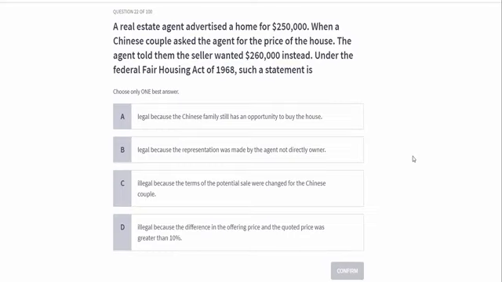When a Chinese couple asked the agent for the price of the house, the agent told them the seller wanted $260,000 instead. Under the Federal Fair Housing Act of 1968, such a statement is, and there's four options. A, legal because the Chinese family still has the opportunity to buy a house. B, legal because the representation was made by the agent, not directly owner. C, illegal because the terms of the potential sale were changed for the Chinese couple. Or D, illegal because the difference in the offering price and quoted price was greater than 10%.